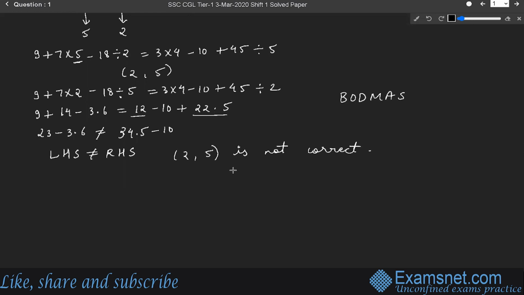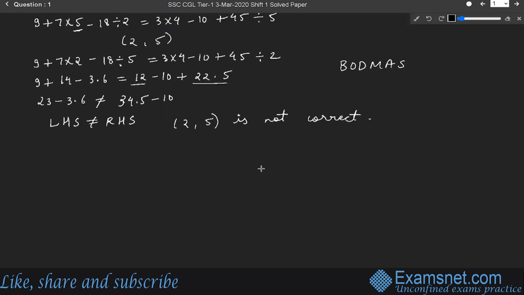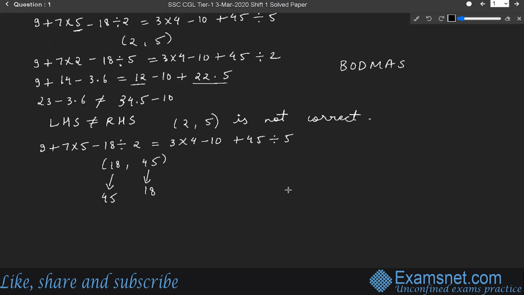Now considering the second option, which is 18 and 45. So first let us write the equation again. Equation is 9 plus 7 into 5 minus 18 divided by 2 gives 3 into 4 minus 10 plus 45 divided by 5. We have to consider second option, which is 18 and 45. Means in the place of 18, we have to write 45. And in the place of 45, we have to write 18. Since we have to interchange these values.